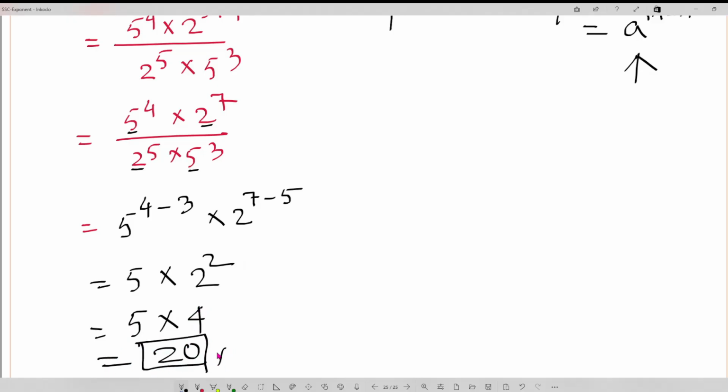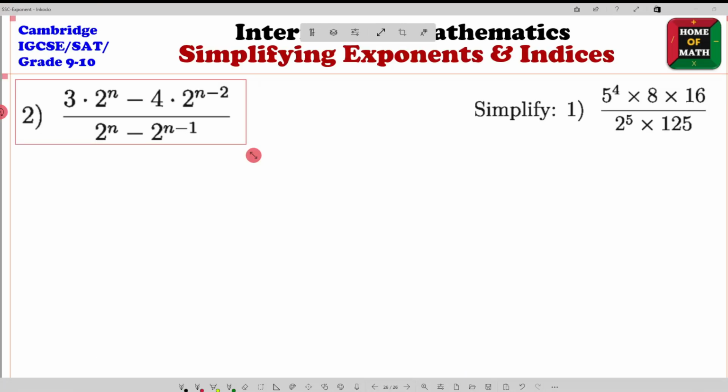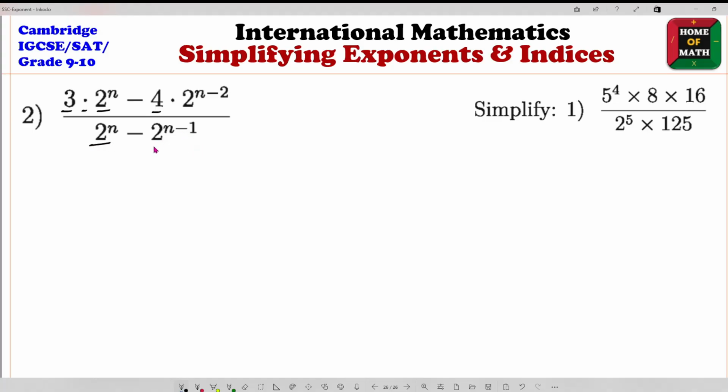Okay, this is very simple. Today's second question: a fraction where the numerator is 3 times 2 to the power n minus 4 times 2 to the power n minus 2, divided by 2 to the power n minus 2 to the power n minus 1. So step by step we are trying to simplify this one.